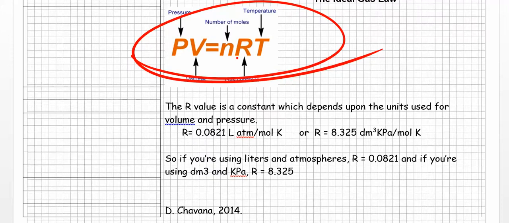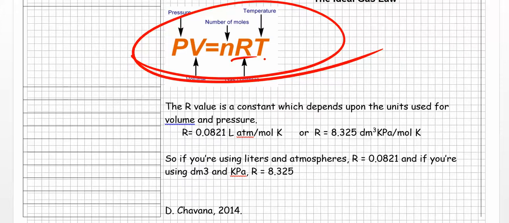Now let's talk a little bit about this R, because I said we would talk about it. Well, it's a constant, obviously, and the units are going to depend upon the units that have been used in the problem for volume and pressure. Now, the R could either be 0.0821 liter atmospheres per mole per degree Kelvin, or in some cases the R is going to be 8.325 cubic decimeter kilopascals per mole per degree Kelvin. So which one do you use? The one on the left or the one on the right?